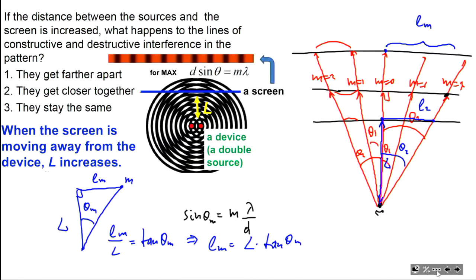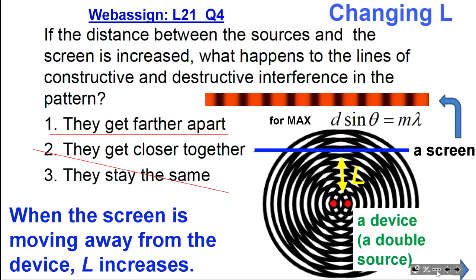When we move a screen in any direction, we do not affect these angles, they stay the same, but we affect this length. So when we move it away, the length increases, the distance between the fringes increases. And this is another equation which we may need to use sometimes to solve a problem, and we will. So that's the answer.